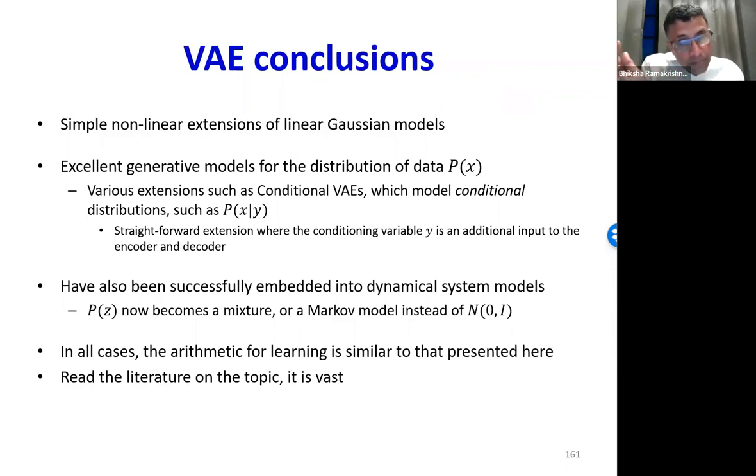But VAEs are basically simple nonlinear extensions of linear Gaussian models. They're excellent generative models for the distribution of data. And there are various extensions such as conditional VAEs, which model conditional distributions, fairly straightforward. They've also been embedded into dynamical system models where P of Z can be made something other than a Gaussian. And in all cases, the arithmetic is very simple. It's similar to what I presented here. When you read it, it might sound complex, but conceptually, the idea that you're generating Z for each X, and then using that to learn the relationship, learn the decoder, that idea still holds.